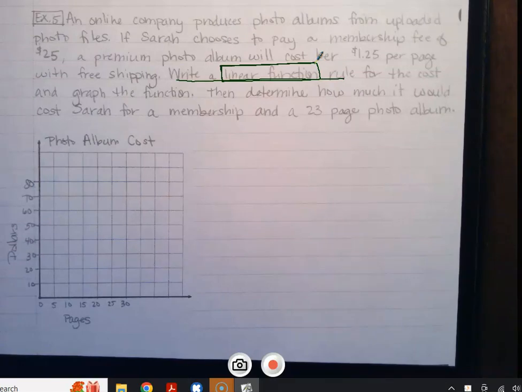All right, so that's super helpful. I'm going to write that up here: y equals mx plus b. That's just to keep in the back of our mind. Now, it says there's a membership fee of $25. How many times does she pay that? Once. And a premium photo album will cost her $1.25 per page. How many times does she have to pay $1.25? Per page, for every page. So which of these numbers goes with the mx? The $1.25 per page, because we're going to have to pay this for every page.